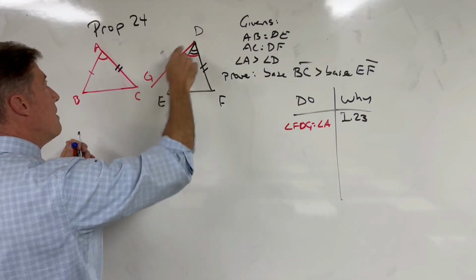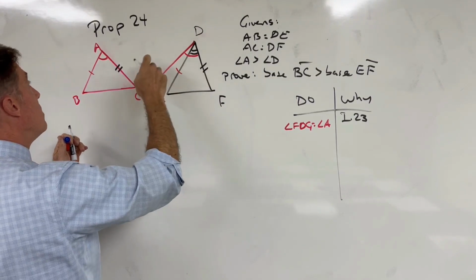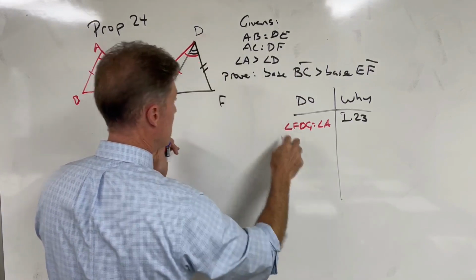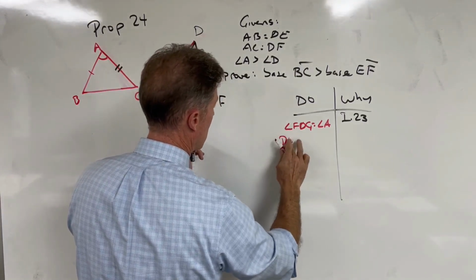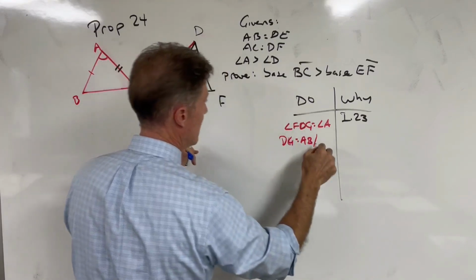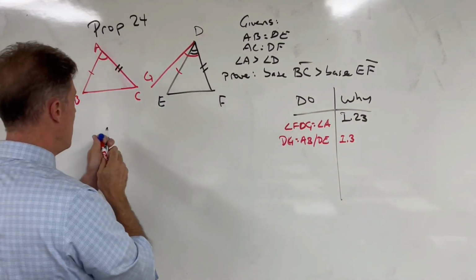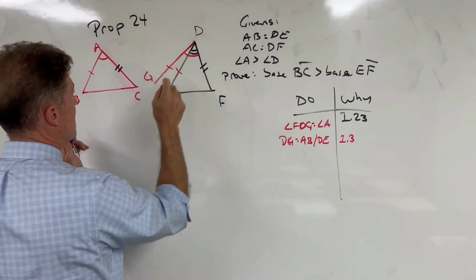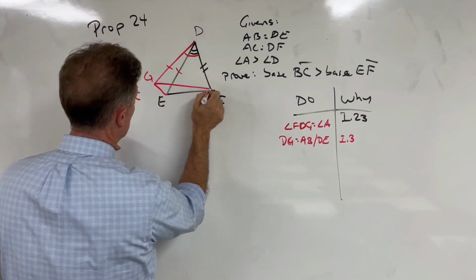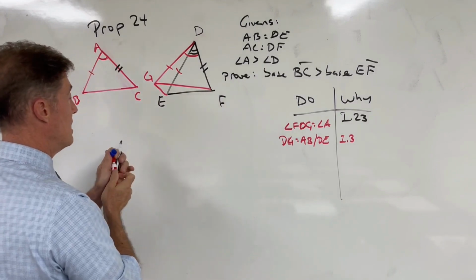And we're going to cut off from DG, we can extend this as long as we want, but we're going to cut off a portion of this longer line so that it's equal to either AB or DE. So we're going to make DG equal to AB or to DE. It's the same. Prop 3 allows us to do that. So now this line is going to be equal to this line or this line. And now we're just going to connect points G and F, and G and E, which we can do from Prop 1: you can connect any two points.